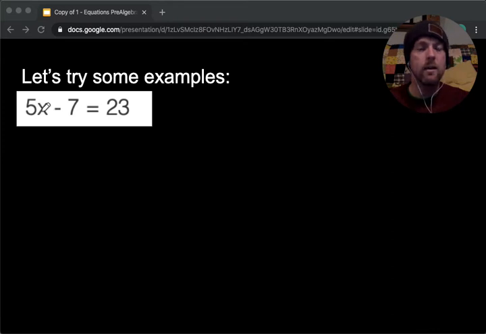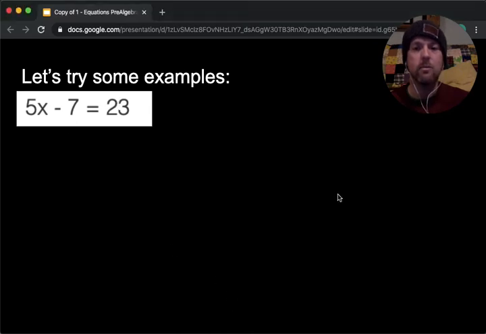And I can check this by putting my 6 in as my x. So 5 times 6 gives me 30, minus 7. 30 minus 7 equals 23. So, moving on.